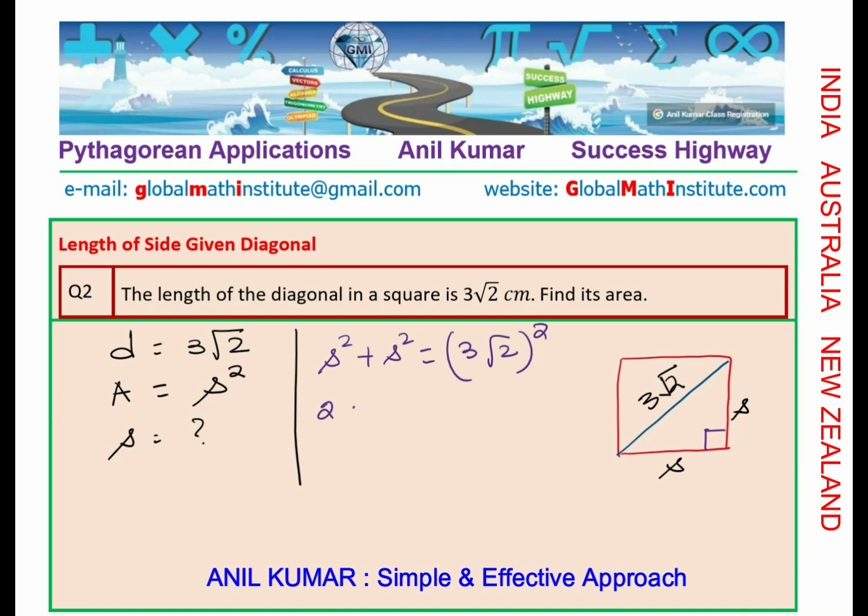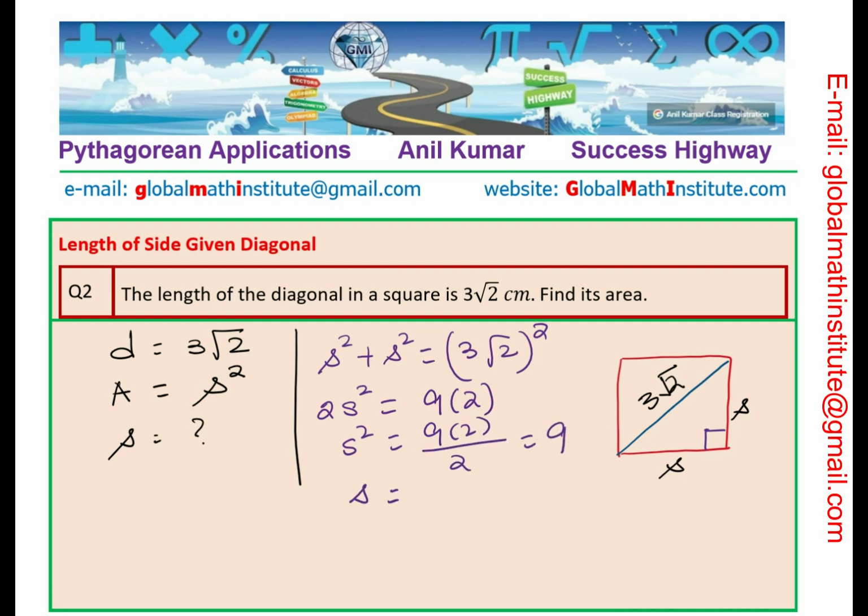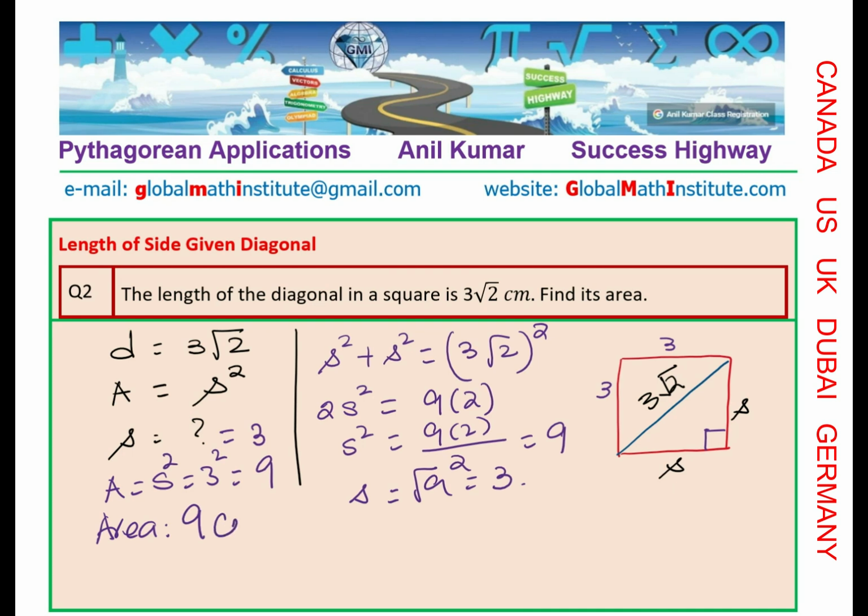So we get 2 times side square equals 9 times 2. Side square is 9 times 2 divided by 2, which is 9, and therefore each side is square root of 9, which is 3. So we found that the side lengths are 3 each, and once we find the side as 3, the area, which is the square of each side, is 3 square, which is 9 centimeters square, correct? So you can write the area is 9 centimeters square. Is that clear to you? So we are doing the backward calculations. From the given diagonal, we are finding the sides and now the area.